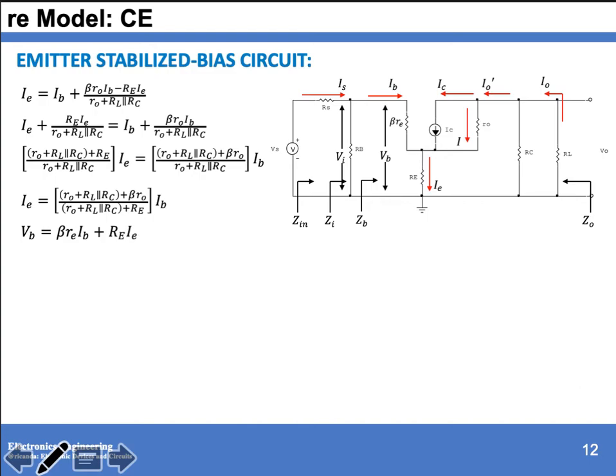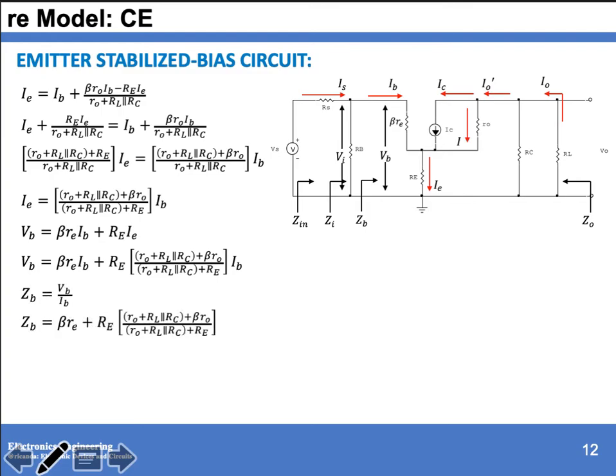Then we have the equation of your IE in terms of IB. So therefore, for the voltage at the base, it is beta re IB plus RE IE, substituting the equation of your IE in terms of IB, and dividing your equation voltage at the base by the current IB. So therefore, we have your impedance at the base. Getting the parallel of RB with your impedance at the base, that is impedance Zi. And adding your RS to your impedance Zi, that is your impedance Zin.